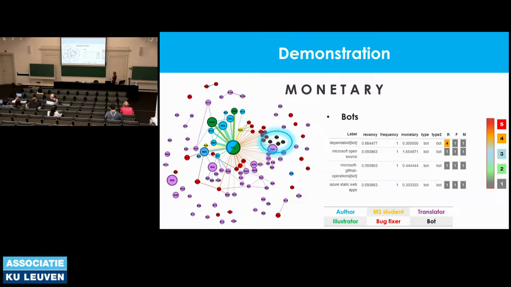There's also a group of bots. You can see those black dots. They are not very high on monetary. They are not very high on recency and frequency. They are only used at the beginning to initialize the project.